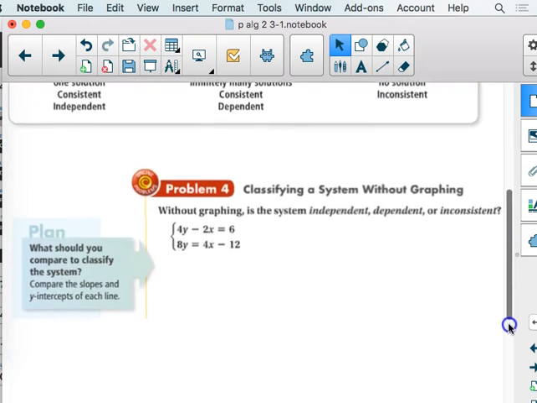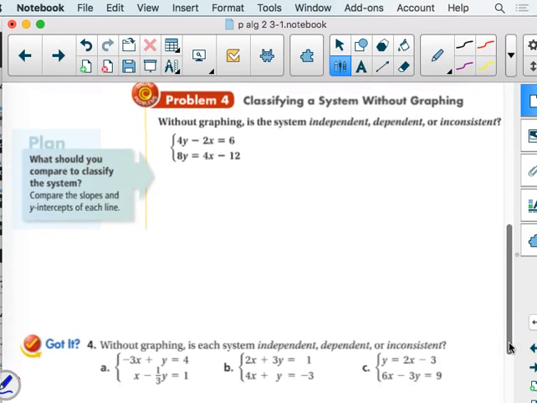And what we want to get used to is not necessarily having to graph them. We want to look at the lines themselves in equation form, and we want to see, can we figure out which one this is? So I'm going to start with the 4y minus 2x equals 6. And I'm going to solve for y, because when we see y equals mx plus b, we know that that's a unique line. So we would add 2x, and we would divide by 4.